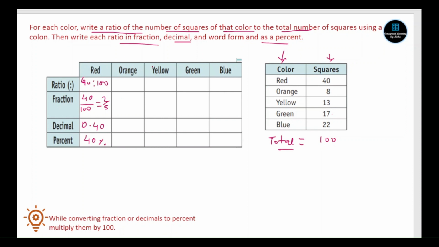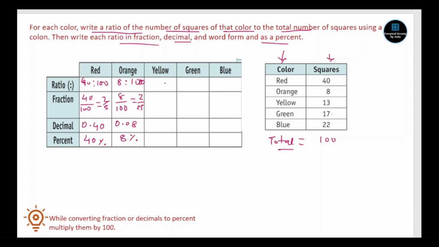Now orange squares. There are 8. Total is 100. So 8 is to 100. I am getting this ratio. Fractional value is 8 upon 100. I can simplify this by dividing by 4. So I'll get 2 upon 25. Correct? And the decimal value is 0.08 and percent is 8%.